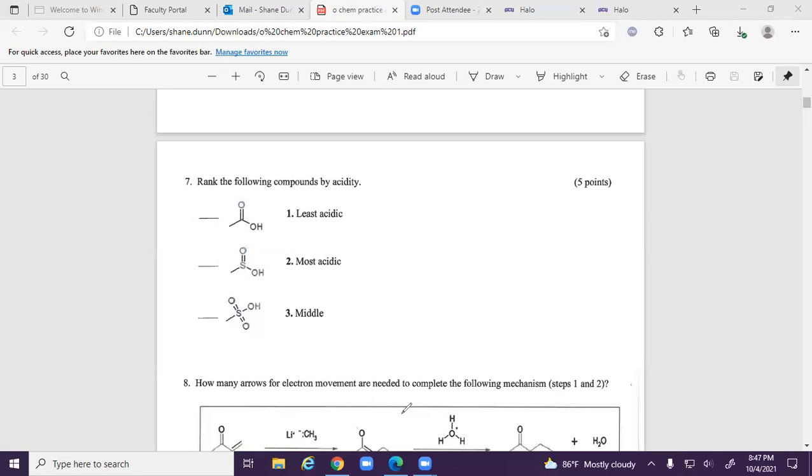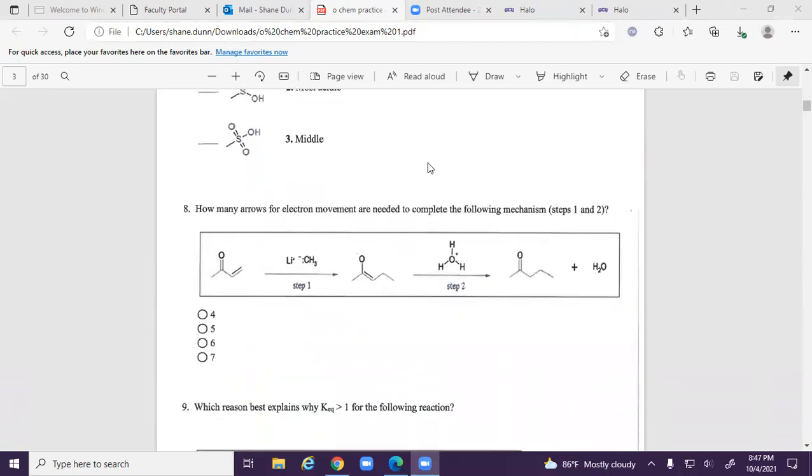Okay. Well, Zumi, does that make sense? Yeah. Okay. All you guys sound so tired. Jeez. How many arrows? Woot woot.